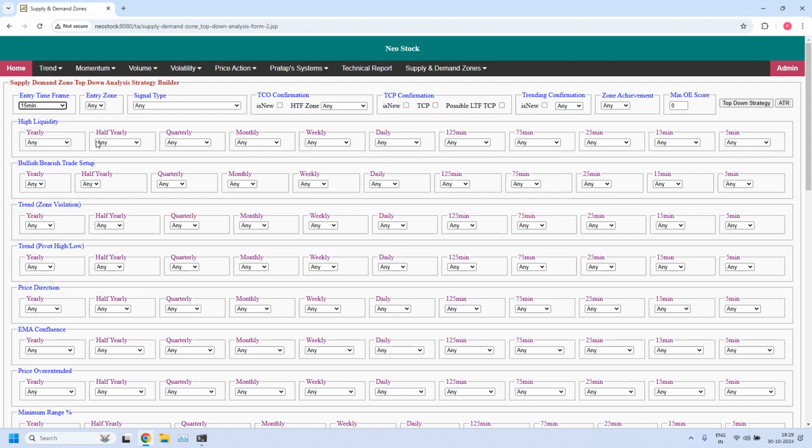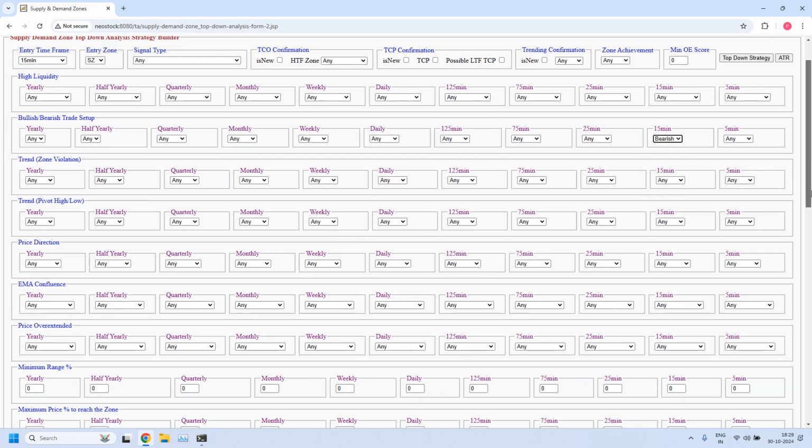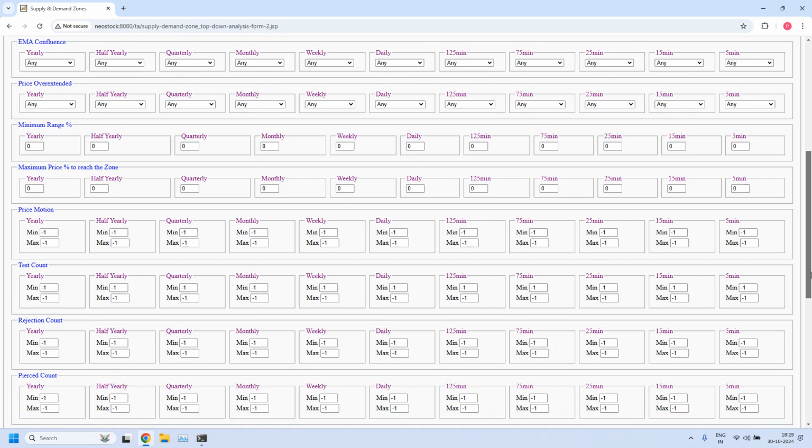Entry time frame is 15 minutes. Entry zone is supply zone. In bullish or bearish trade setup at 15 minutes, I am selecting bearish. The 15 minute supply zone should not be pierced. So in the pierced count at 15 minutes time frame, I am setting minimum value 0, maximum value 0.